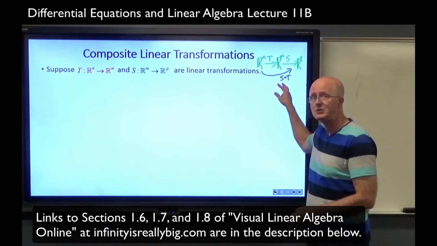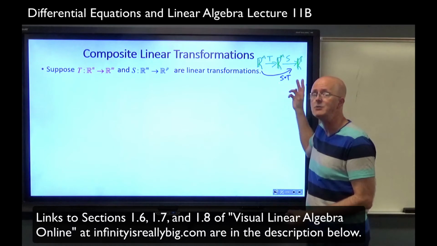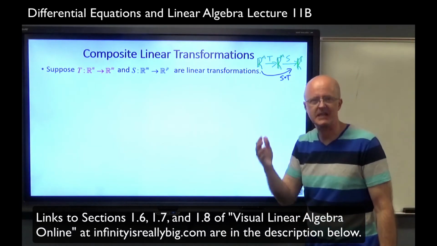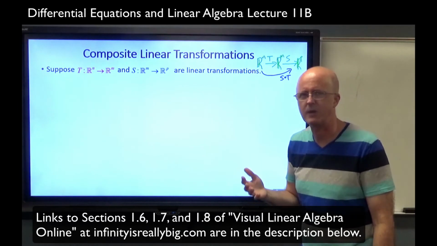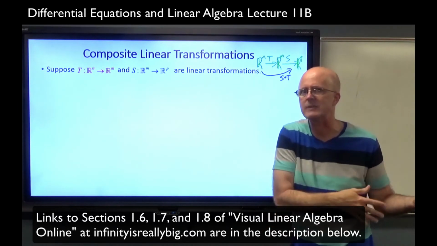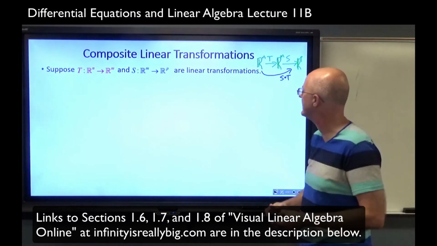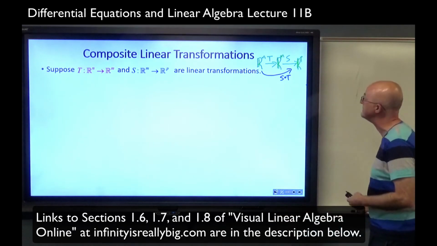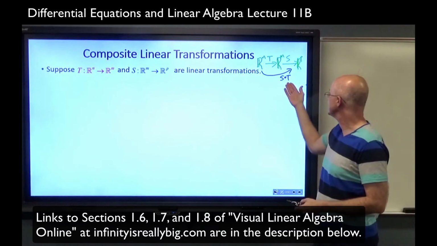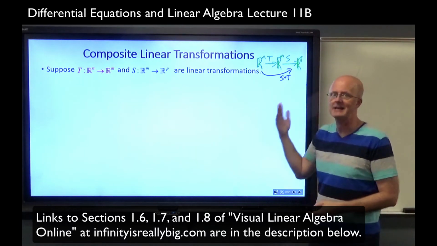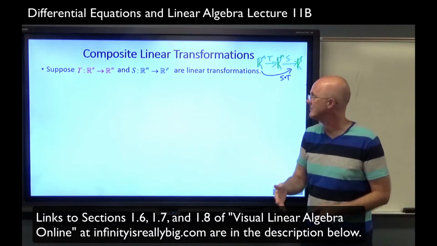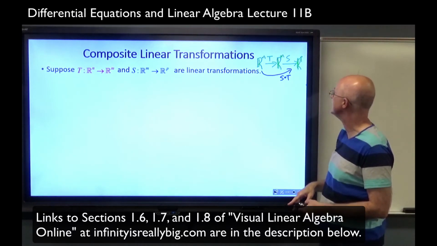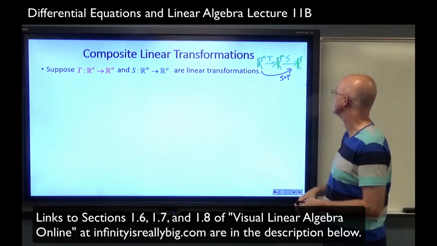You're combining these 2 functions to get a new function. It really is a binary operation, just like addition and multiplication are binary operations. It's taking 2 things and combining them to get a new thing. So this is a binary operation. It's not commutative. S compose T is not in general equal to T compose S. And in fact, depending on the values of n, m, and p, you can't even necessarily do T compose S.